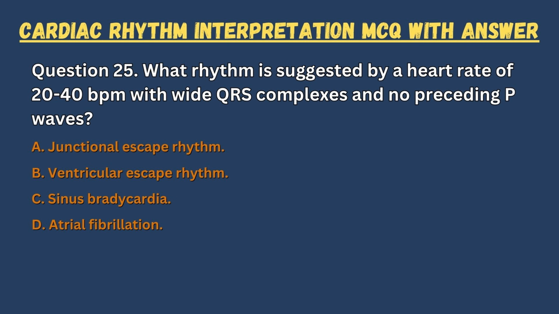Question 25. What rhythm is suggested by a heart rate of 20 to 40 BPM with wide QRS complexes and no preceding P waves? A. Junctional escape rhythm. B. Ventricular escape rhythm. C. Sinus bradycardia. D. Atrial fibrillation.